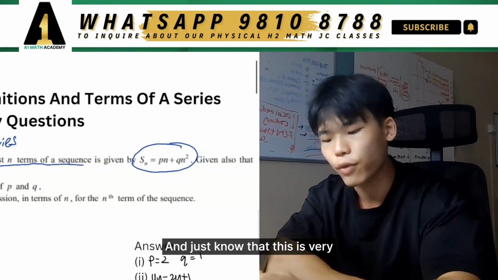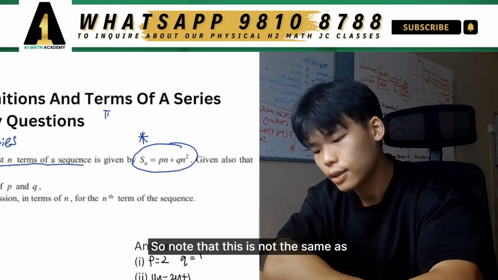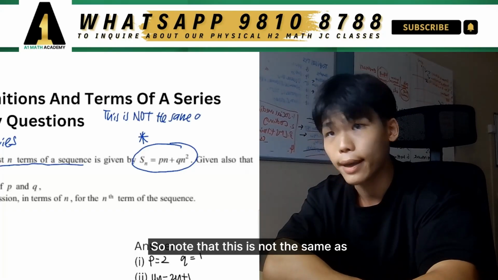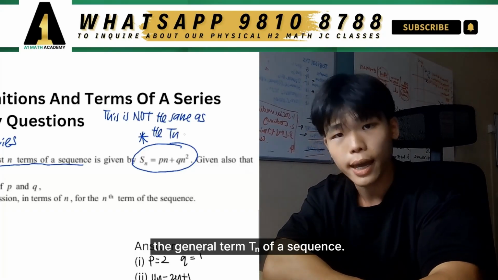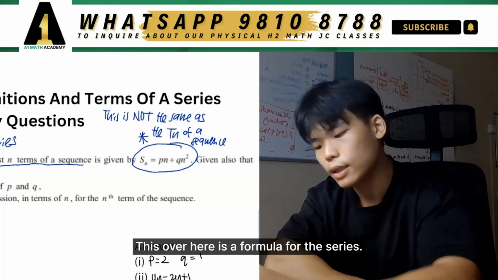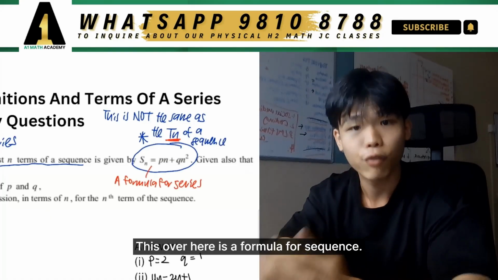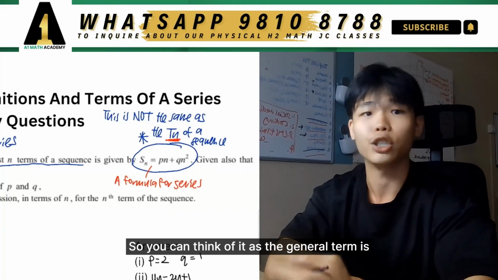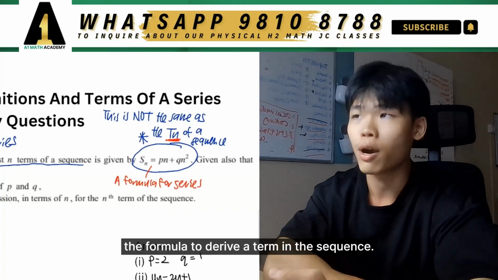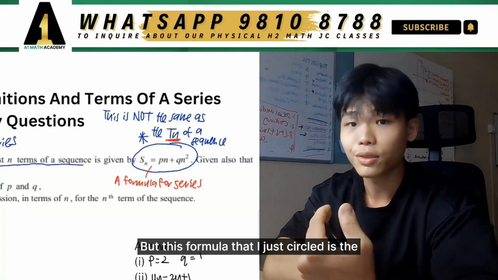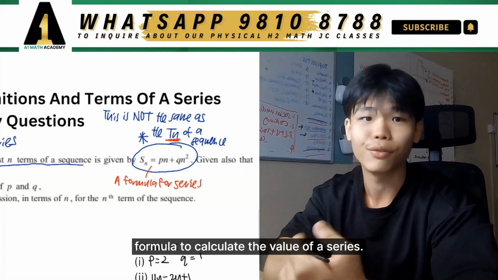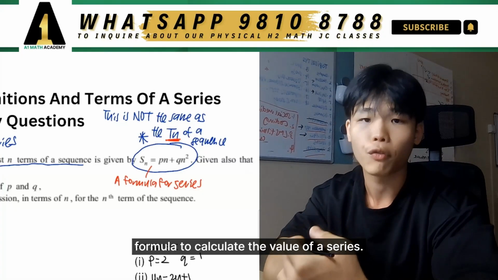And just note that this is very different from the general term. So note that this is not the same as the general term Tn of a sequence. This over here is a formula for series. This over here is a formula for sequence. So you can think of it as the general term is the formula to derive a term in the sequence. But this formula that I just circled is the formula to calculate the value of a series.